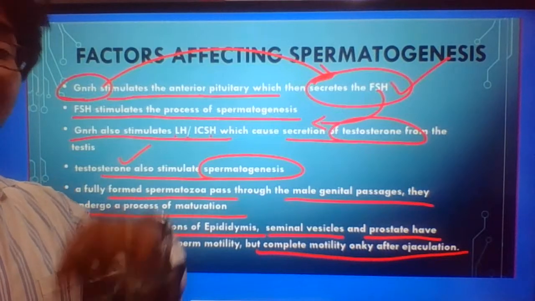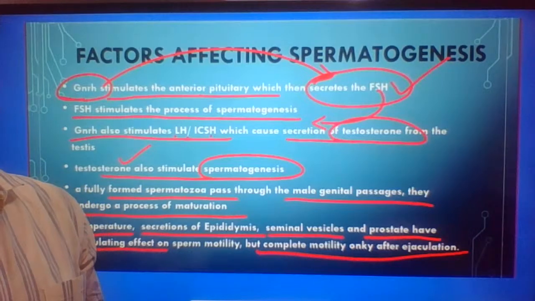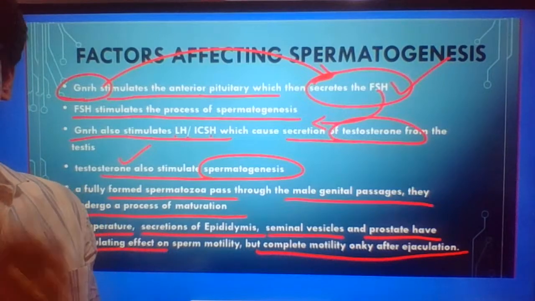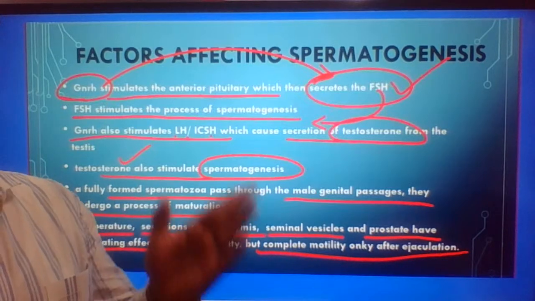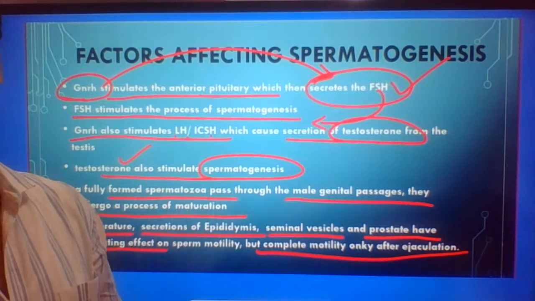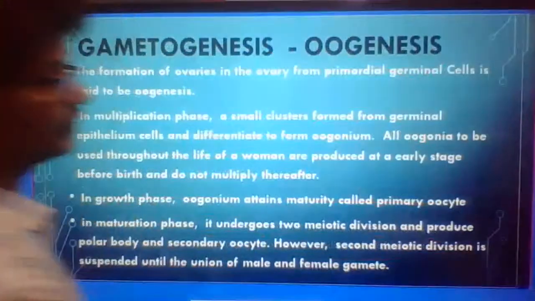There is a lot of difference between the initial motility and the sperm's motility at the time of fertilization. It was actually scientifically proven. At fertilization time the sperm's motility is entirely different, and at the initial point, the time of ejaculation, the sperm's motility is also entirely different. Okay, so these are the factors which affect spermatogenesis.